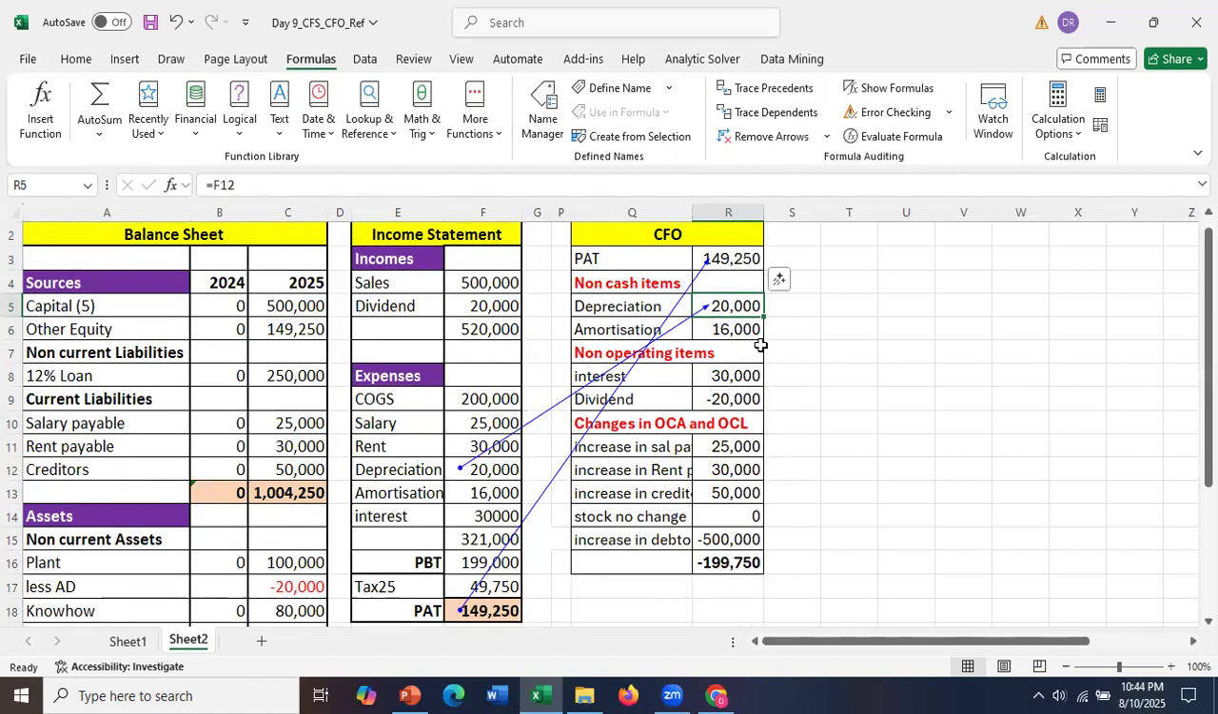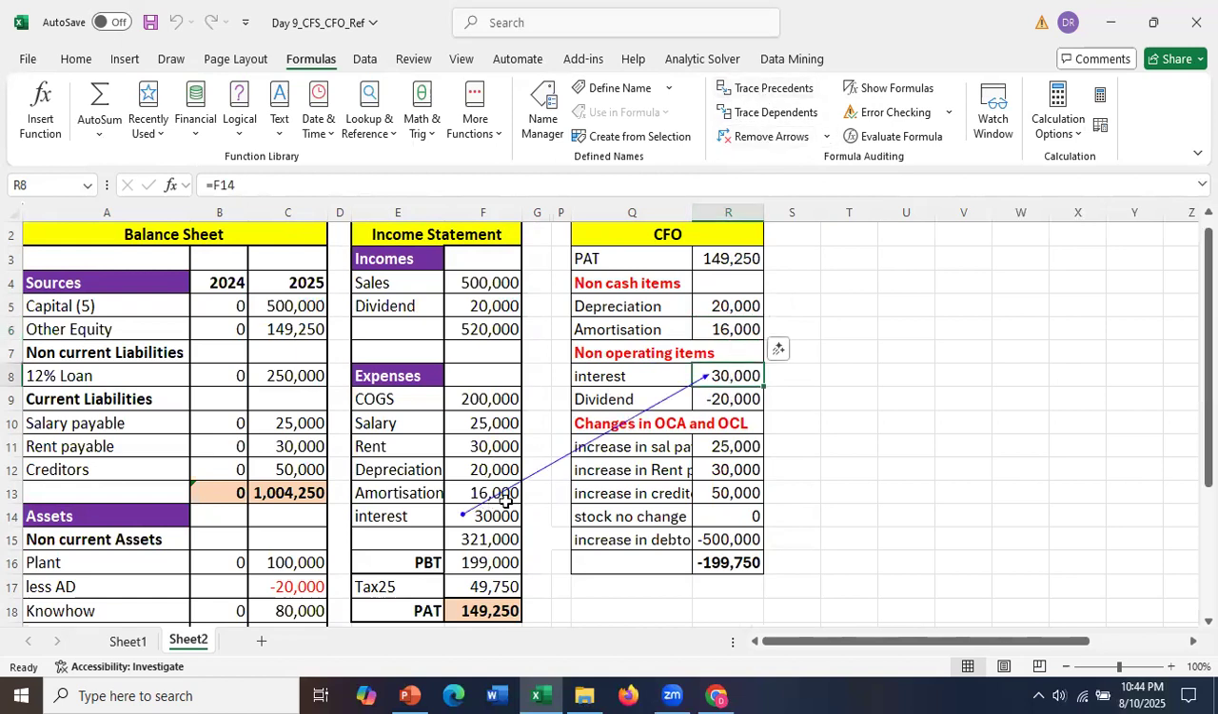For items which are deducted in the income statement, the adjustment means reversing that. Amortization has been deducted, is a non-cash item, and has been deducted because of the matching principle. Therefore, it is added back. These are the only two non-cash items.